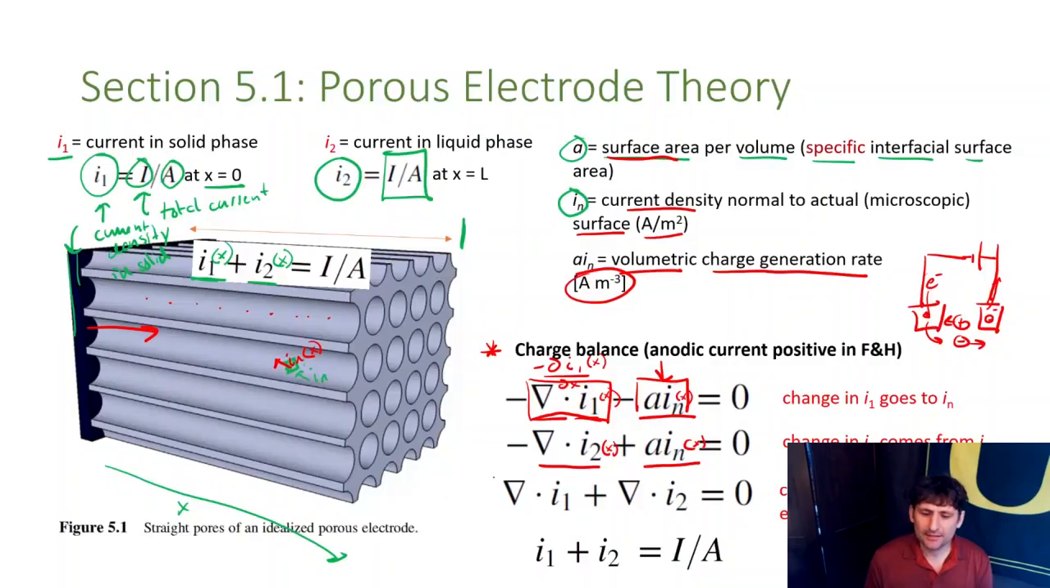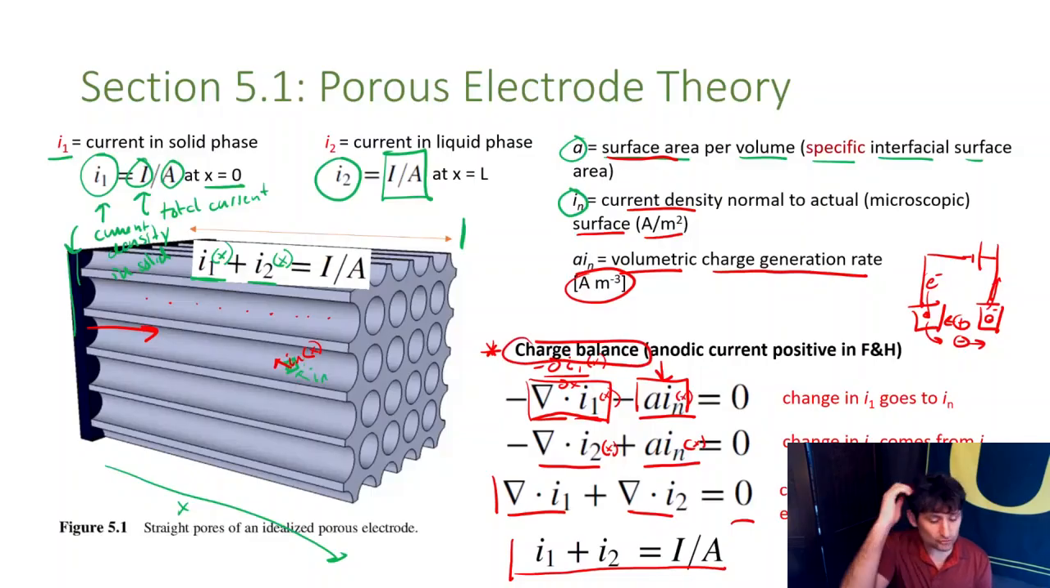Okay. And that can be, again, written. You can combine these 2 equations, and you see that the change in current in one phase is just equal and opposite to the change in current in the other phase. They have to sum to 0, so the sum of the currents is just the total current. So this is just balancing all the charges. So keep that in mind. The challenging part about this porous electrode theory is really keeping all the definitions clean and clear in your head so you can understand what the equations mean.